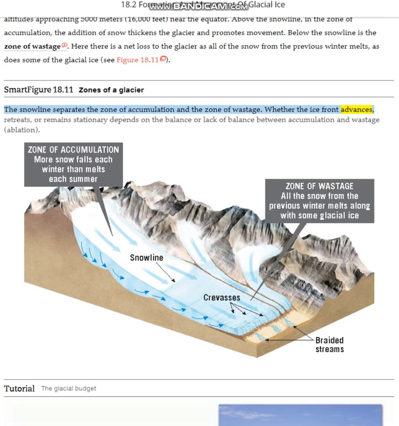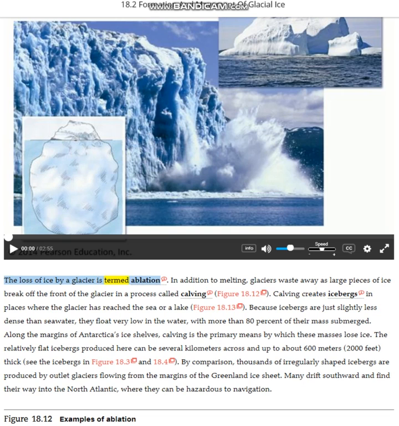Whether the ice front advances, retreats, or remains stationary depends on the balance or lack of balance between accumulation and wastage, ablation. Tutorial: the glacial budget. The loss of ice by a glacier is termed ablation.